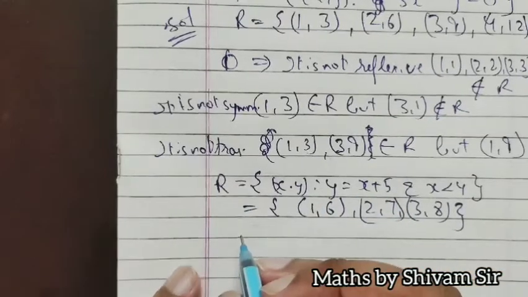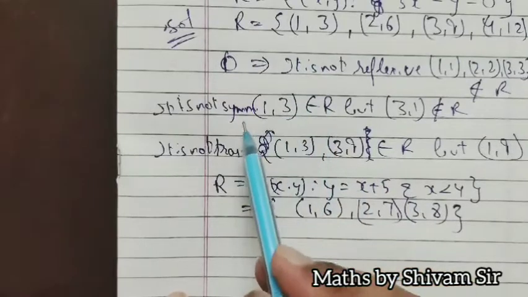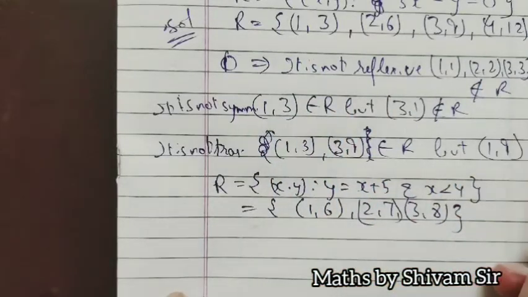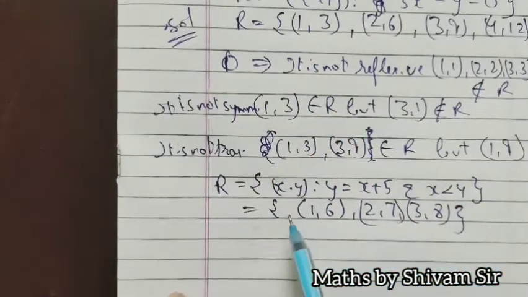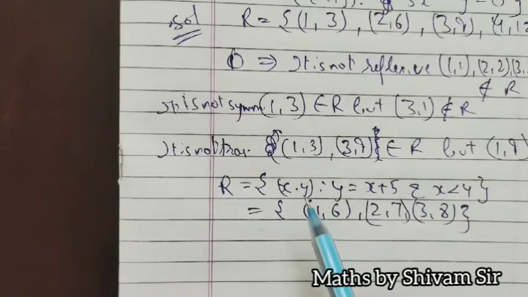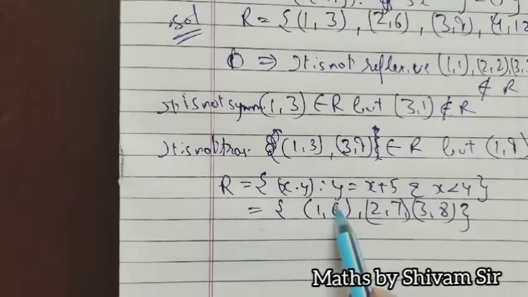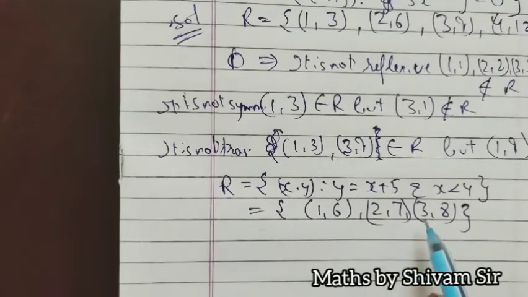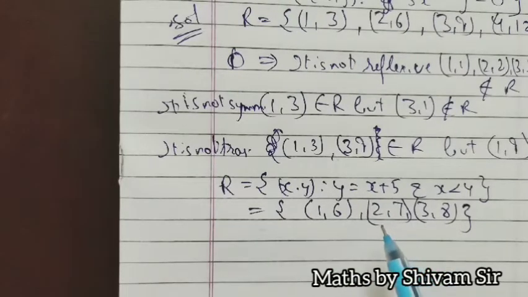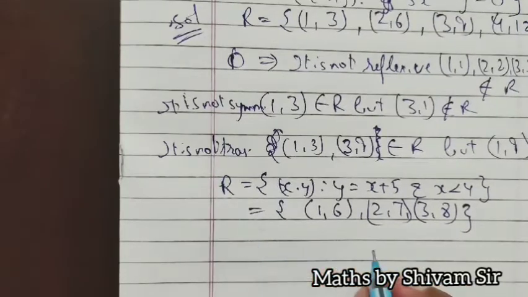Now let's check if it is reflexive. Do we have (1, 1), (2, 2), (3, 3), up to (14, 14) in this? No. Since we do not have them, this is not reflexive. Second, do we have (1, 6)? Yes, (1, 6) is there. Do we have (6, 1)? No. So we do not have (6, 1), so it is not symmetric. Neither is it reflexive nor symmetric.